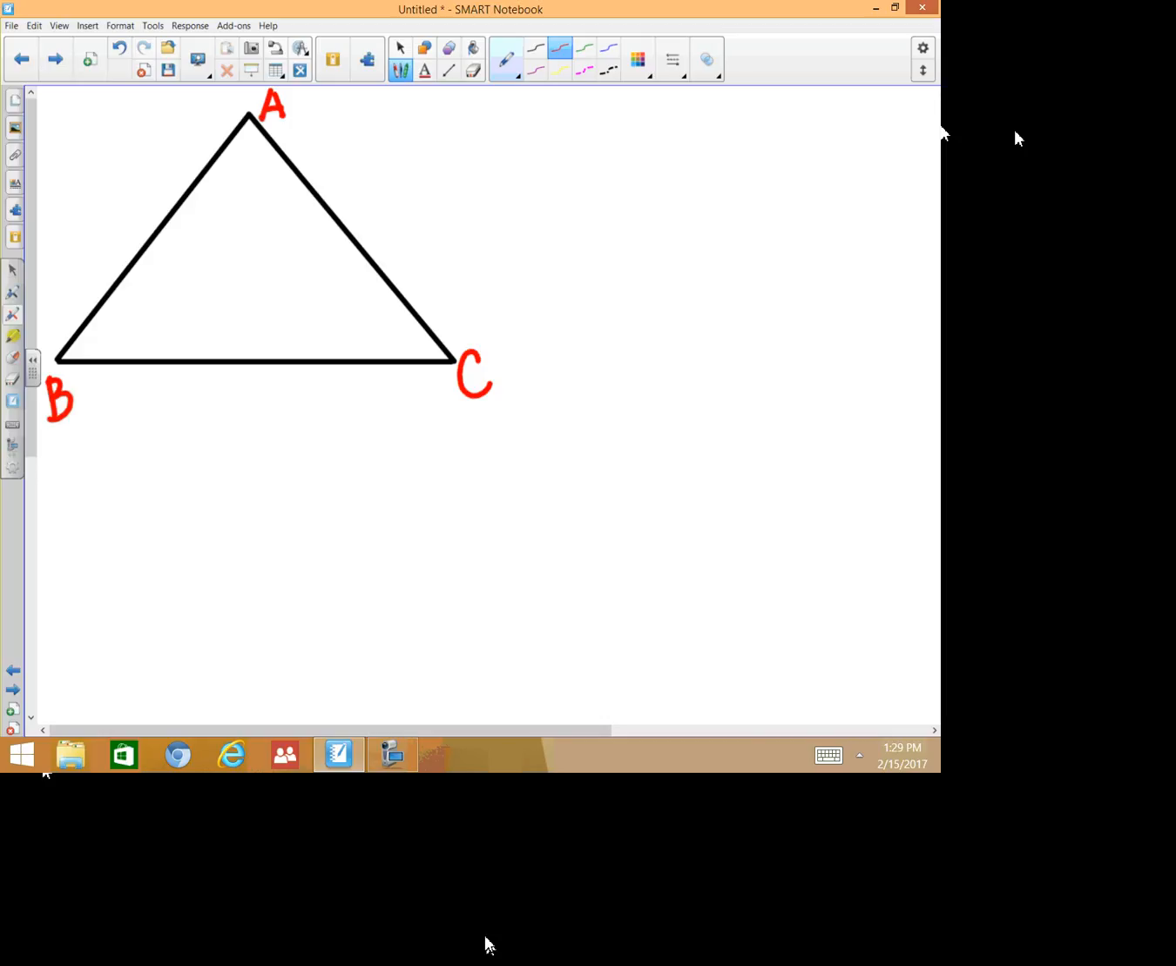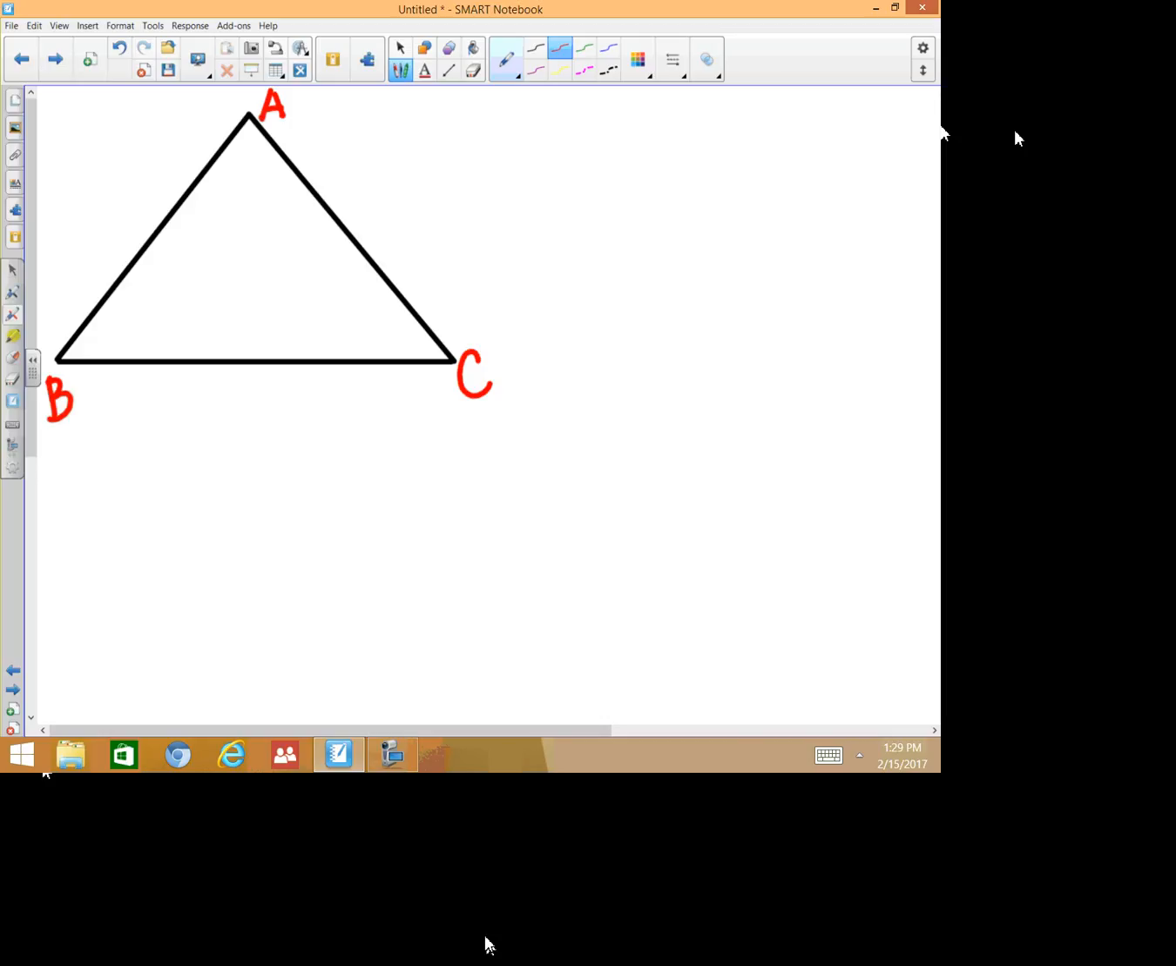Draw this. Use your ruler. Make it decent. It doesn't have to look exactly the same as long as it looks mostly the same. I wouldn't draw it huge. I would make it small, maybe take up about that much of your paper. Okay?